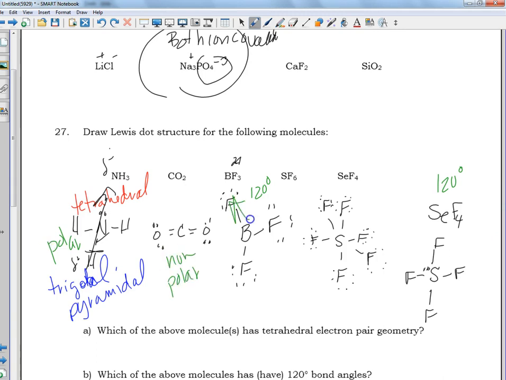Here, the fluorines are all going to pull equally, polar or nonpolar, because it's equal. Here, these guys will pull equally, these guys will all pull equally, nonpolar. He's symmetrical. This guy, though, we have the one lone pair, so he's polar. Basically, if they have a lone pair, they're going to be polar.